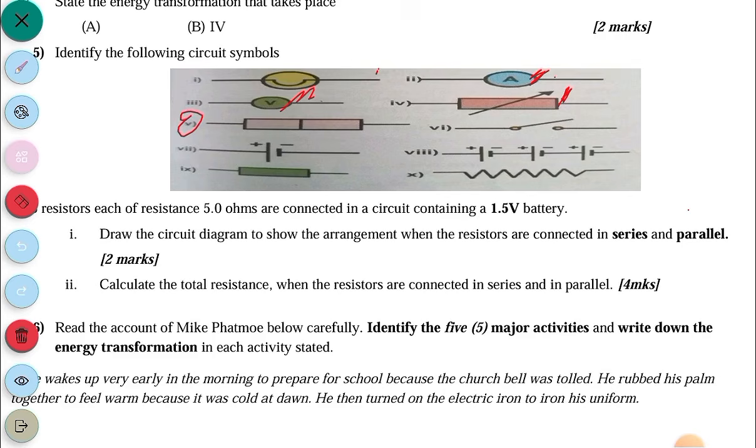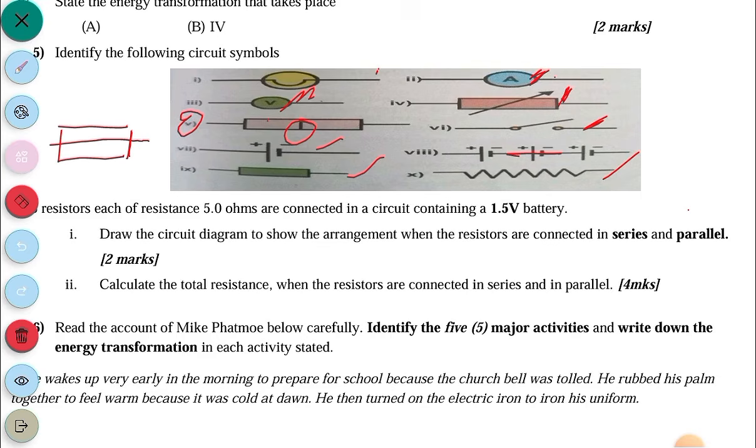I'm not very sure what V is. Looking at the symbol, for it to be a fuse would have looked like this. This would have been a fuse, but I don't really know what this is. So if you know it, you can comment in the comment section what this is. So the next one, we move to this, which is a switch, an open switch. This is a cell, this is a battery, this is a resistor, and this is also a resistor.